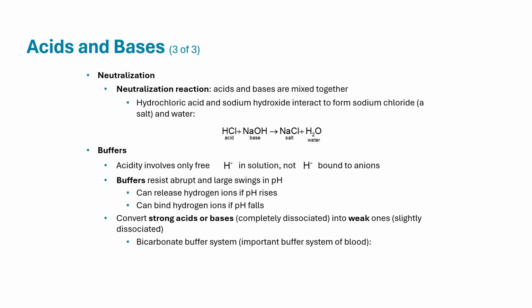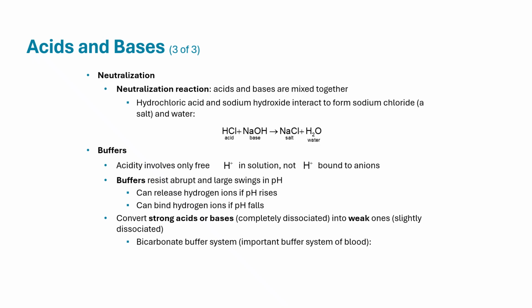So we're going to talk about buffers. When we have a change in our pH, there's a buffer that's always going to bring it back to where it's supposed to be, because our bodies cannot function well when we're off from our normal pH. Buffers resist abrupt and large swings in pH. They can release hydrogen ions if the pH rises. They can bind to hydrogen ions if the pH falls. It's basically going to bring it back to the normal homeostatic area that it needs to be.